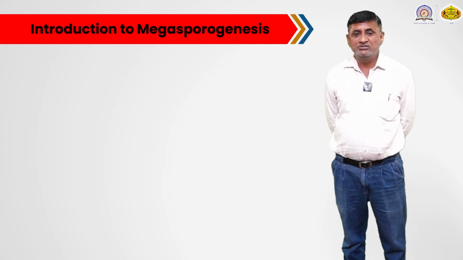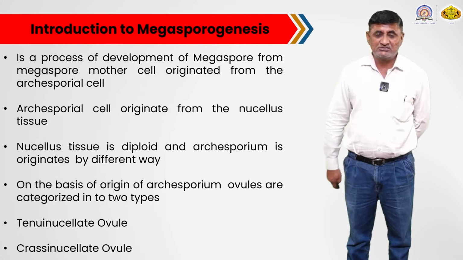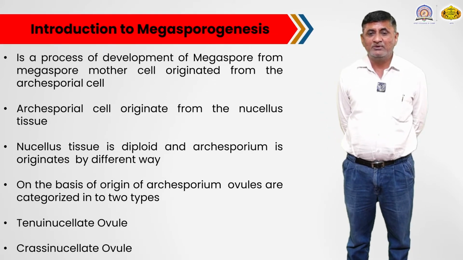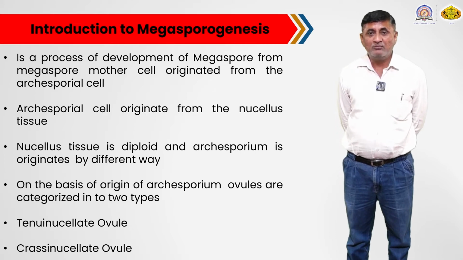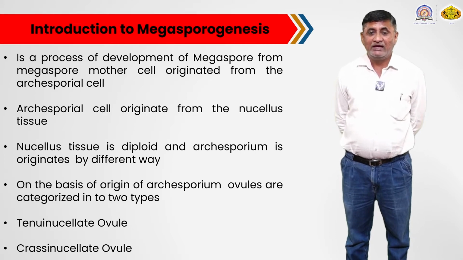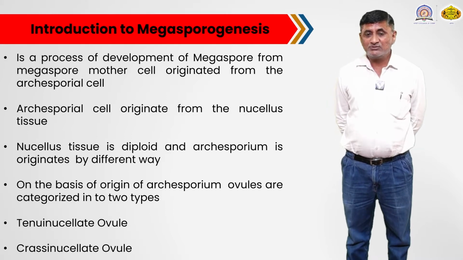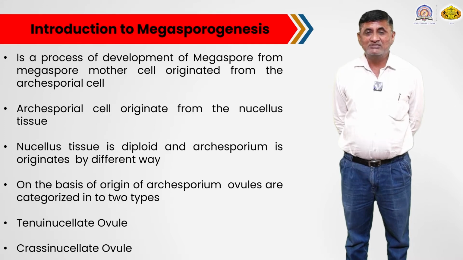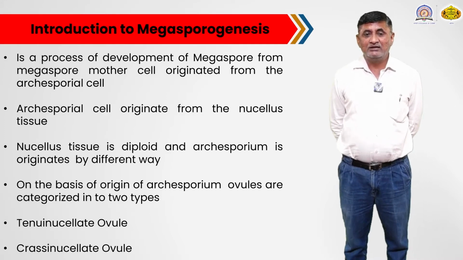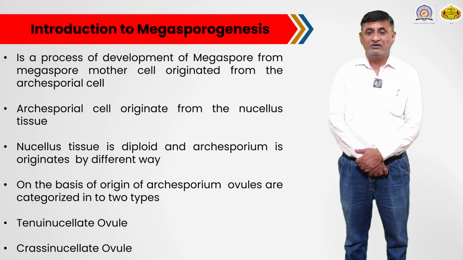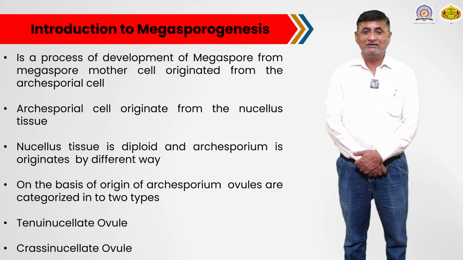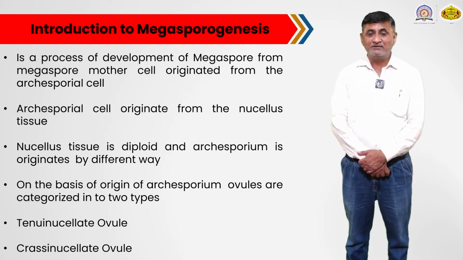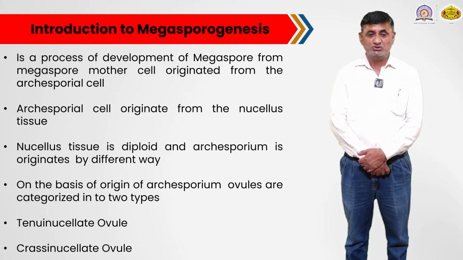Now we will see the introduction of Megasporogenesis. What is meant by Megasporogenesis? Megasporogenesis is the process of development of megaspore from the megaspore mother cell, and that megaspore mother cell originates from the archesporial cell. So how this archesporial cell undergoes development of megaspore, that is what we have to see, and that is Megasporogenesis.